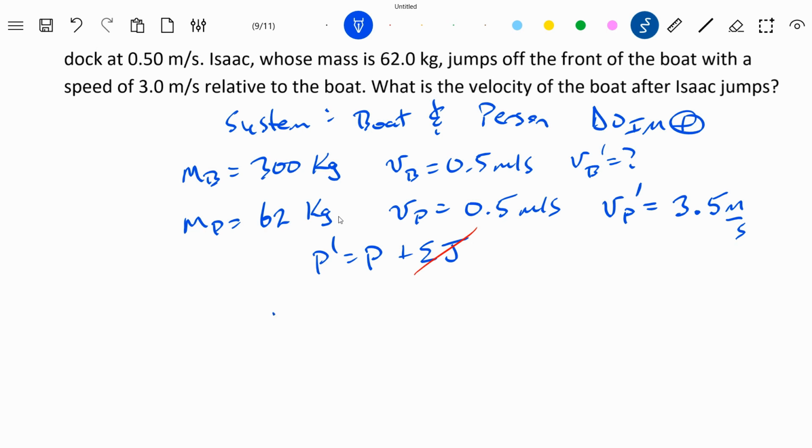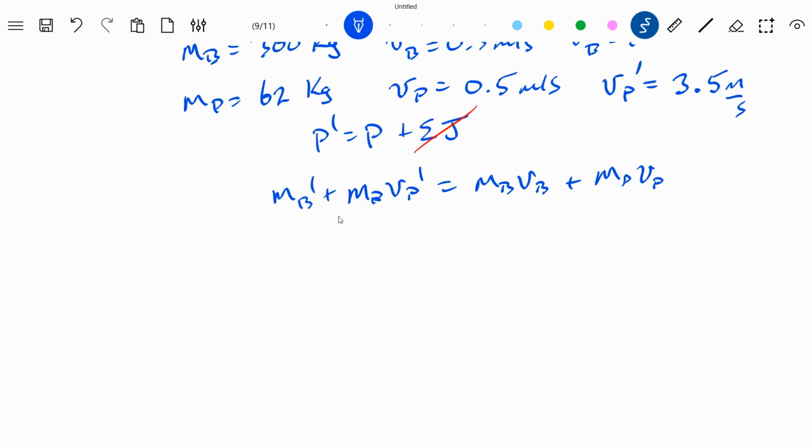So P prime is mass of the boat times V of the boat prime plus the mass of the person times V of the person prime. That equals mass of the boat, V of the boat, plus the mass of the person, V of the person, before. So if you want V of the boat prime, and this is straightforward, it's just in the one place. So V of the boat prime equal to M boat V boat plus M person V person, subtract mass of, I screwed up. I just realized I missed the velocity of the person right in here, prime. Okay, so let me go back and fix that.